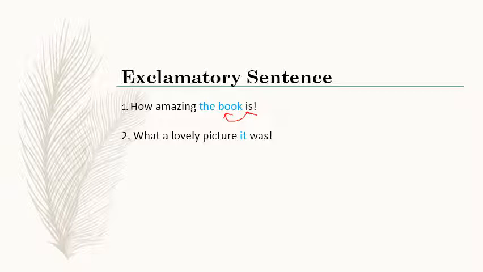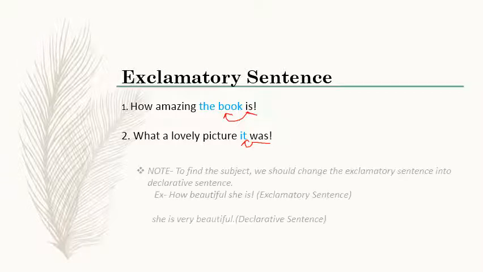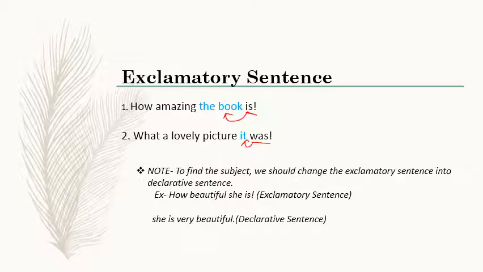Now in example number 2, we can see, what a lovely picture it was. So here again the verb we have is was, and just before that we have the subject of the sentence in an exclamatory sentence. So we have it as the subject of this exclamatory sentence. Now points to remember. To find the subject, we should change the exclamatory sentence into a declarative sentence.